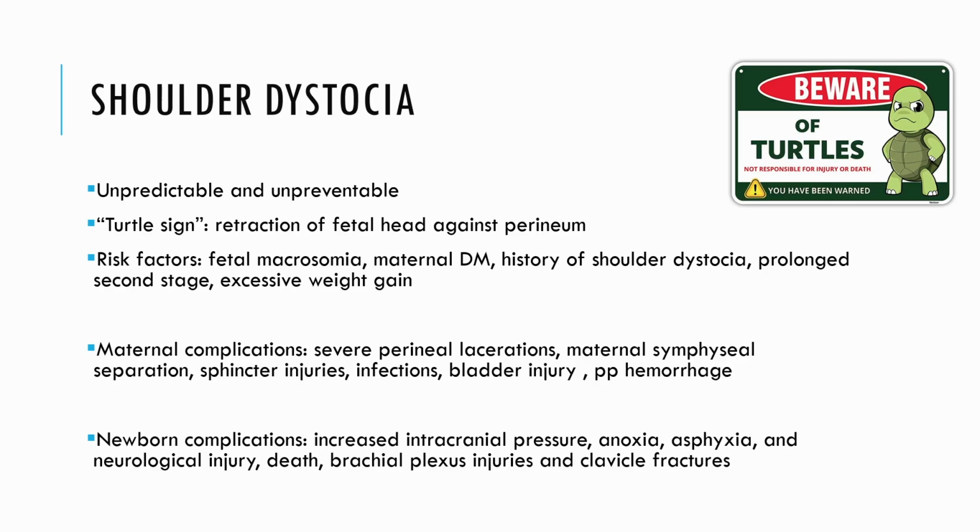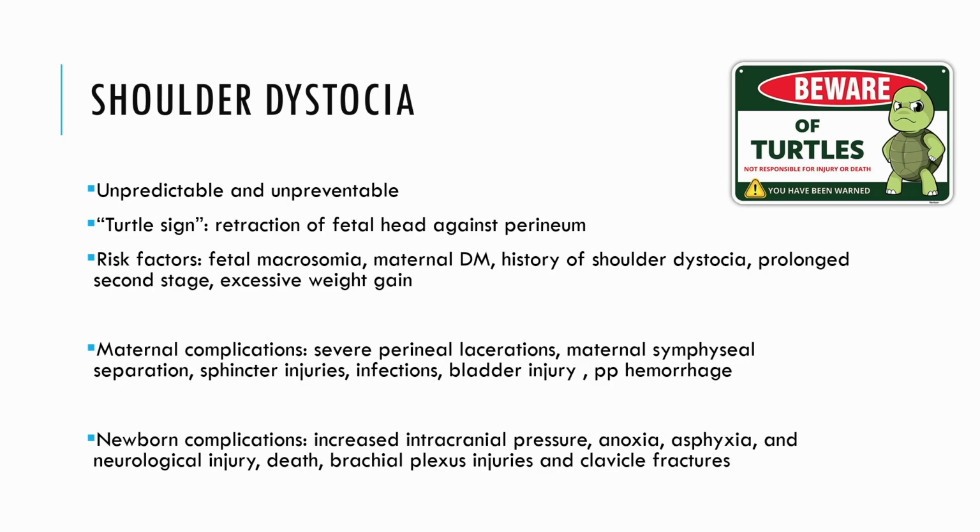Some complications that can happen to our mom: this can lead to severe lacerations. It can cause her symphysis pubis to separate. It can cause sphincter injuries, which later could lead to incontinence, infections, bladder injury. It could also lead to a postpartum hemorrhage. For a baby, it's going to lead to increased intracranial pressure. Okay, that head is delivered and now it's kind of getting suffocated in a way. Anoxia, asphyxia, neurological injury, death, brachial plexus injuries, and clavicle fractures.